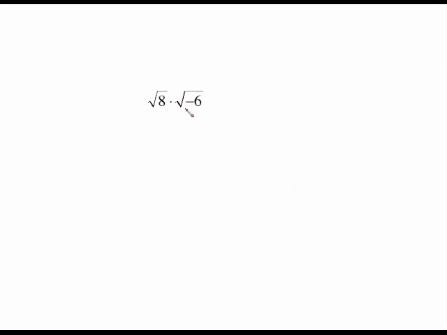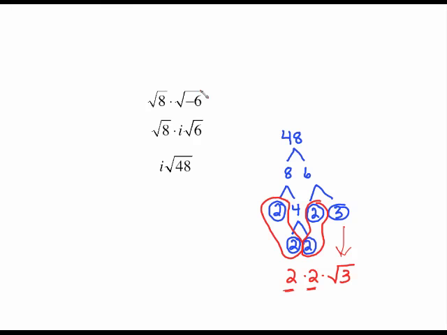Sometimes there's only one that has an i, and that's okay. So let's take the i out of this. Multiply gives us i times the square root of 48, which we can factor tree the 48. Here's our tree. We end up with 2 pair of 2's, which is going to give us a 4 radical 3, but it is 4i radical 3.